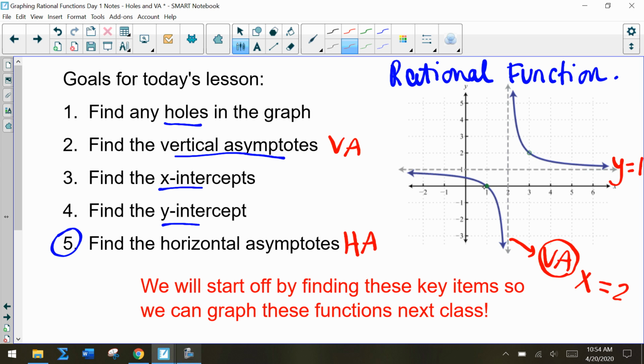X-intercepts. Notice here how we have an x-intercept. That is a point which the graph is going to go through. And then at (3, 2), we have a hole in the graph. And a hole in the graph is an open circle. So similar to piecewise functions, when we had open circles in the graph, we can have holes in the graph for rational functions.